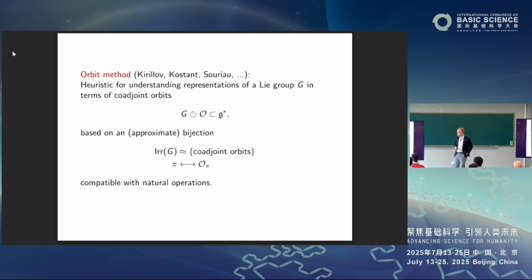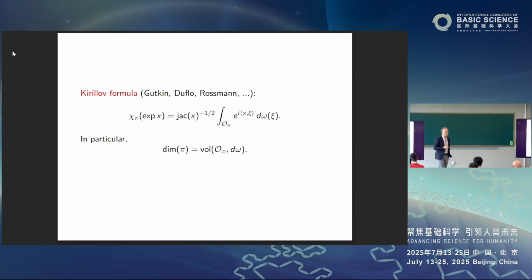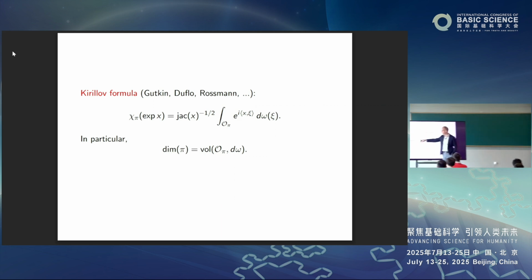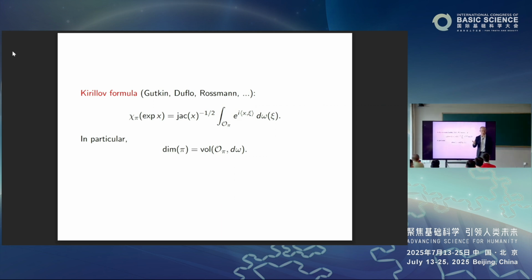So before I give an example, I want to give just one very, very concrete instance of what it means for this bijection to be compatible with the natural operations. So one natural operation is you might want to take the trace of a representation. So this is packaged in a function on the group called the character of a representation that I've denoted by chi pi here, which takes an argument as input and spits out the trace of its action on whatever vector space the representation is defined on.